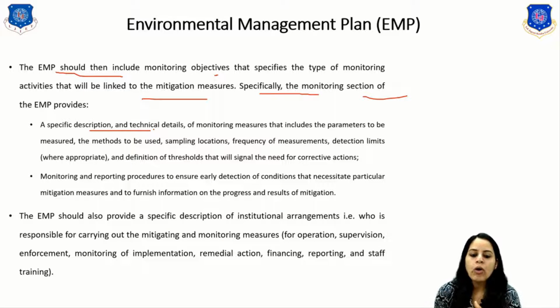The EMP should also provide a specific description of institutional arrangements, like who is responsible for carrying out the mitigation and monitoring measures, for example for operation or supervision, enforcement, monitoring of implementation, remedial actions, financing, reporting and staff training. Additionally, the EMP should include an estimate of the cost of the measures and activities recommended. It should consider compensatory measures if mitigation measures are not feasible or cost effective.